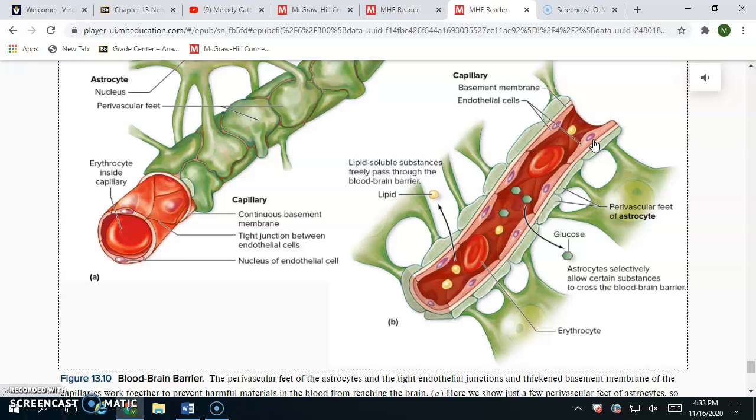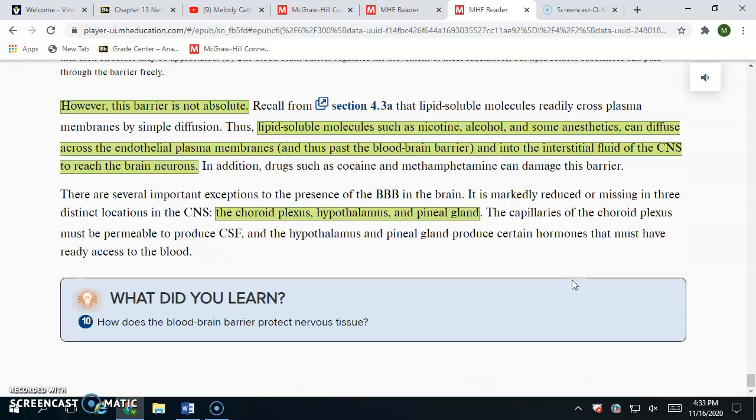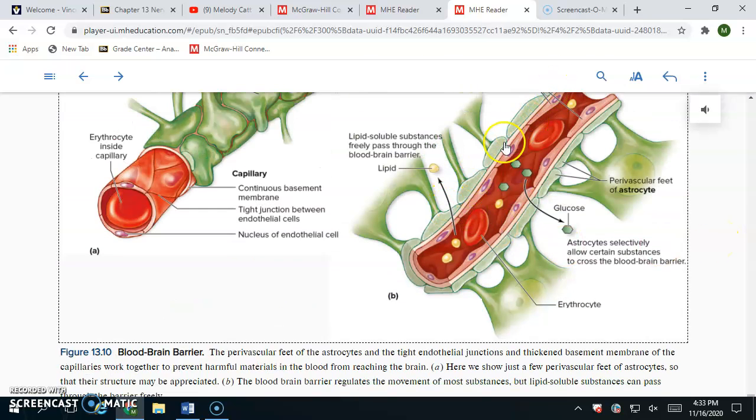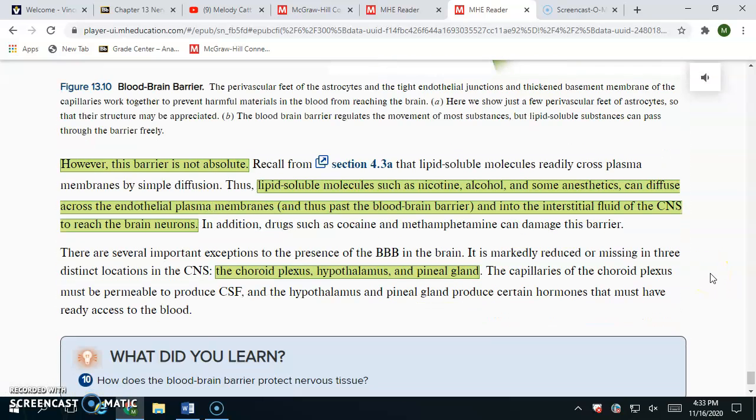All right. And then we talk about here how, even though it's a nice barrier and it does protect our neurons, it's not absolute. It's not like certain things can't get through there. So it's not an absolute barrier.